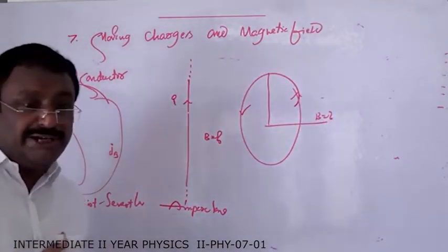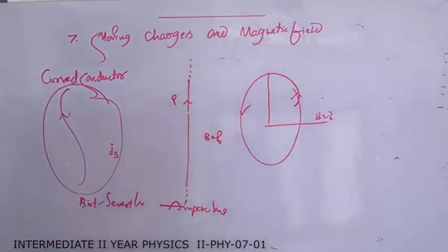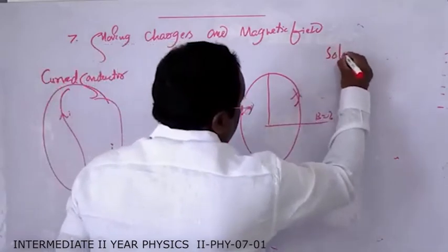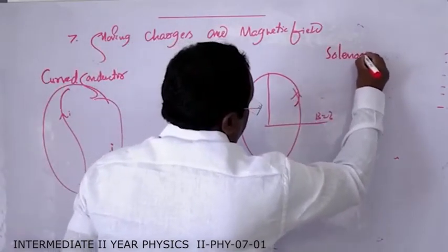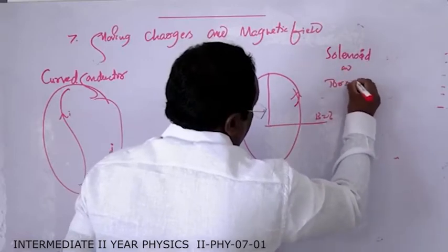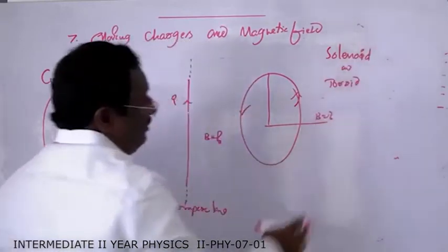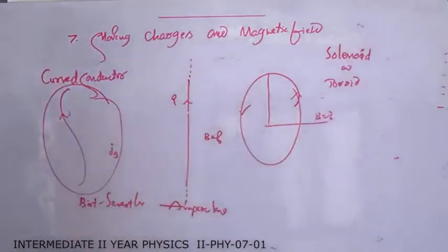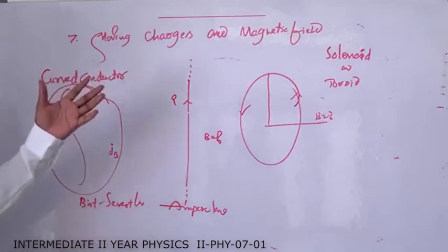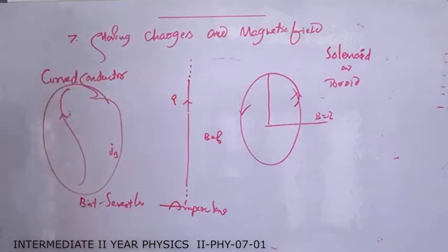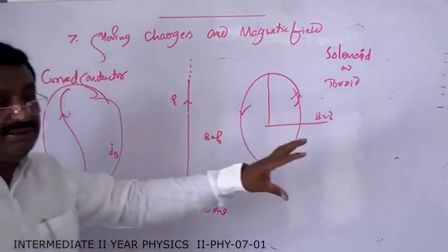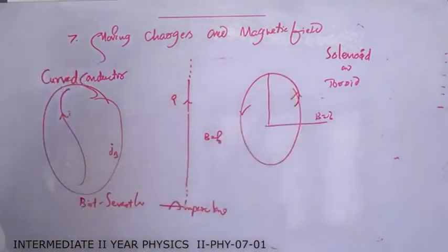There are two important magnetic field devices. They are the solenoid and the toroid. In these two cases also, we are going to find the magnetic field. They are very important devices, mainly used in applications to produce uniform magnetic field. In all these cases, we are going to derive or evaluate the magnetic field.